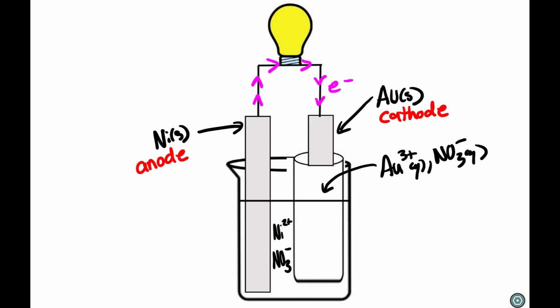Cations flow towards the cathode. Now the only cation I have drawn in here is the nickel 2+, so that's going to go towards the cathode. And the nitrate, which is the anion, is going to go towards the anode. So there's our three types of flow.